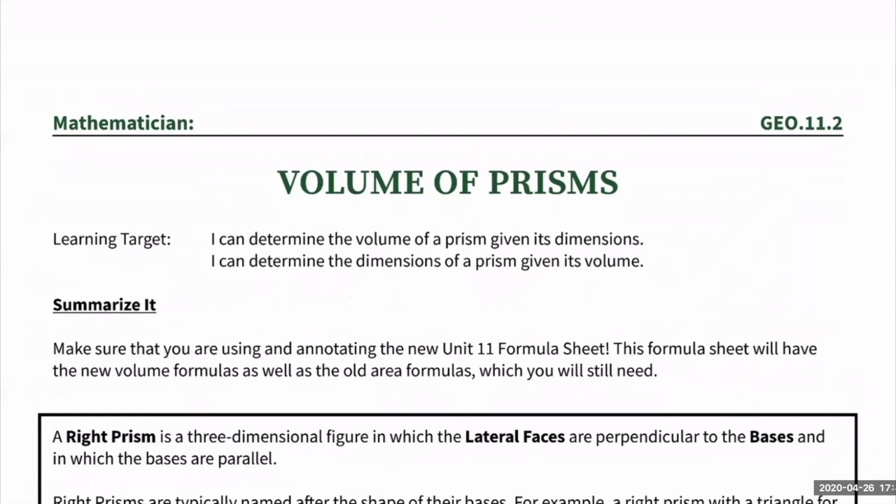Welcome back to geometry. Today is day 2 of unit 11, right? That means that we are diving headfirst into volume. On Friday, we covered the basics of volume in three-dimensional figures. Today, we're actually putting formulas to use, all right?